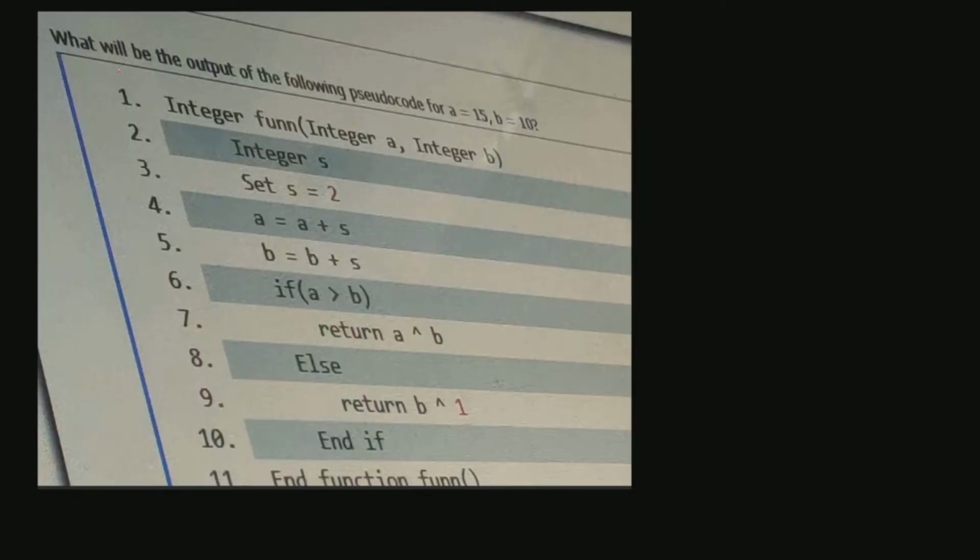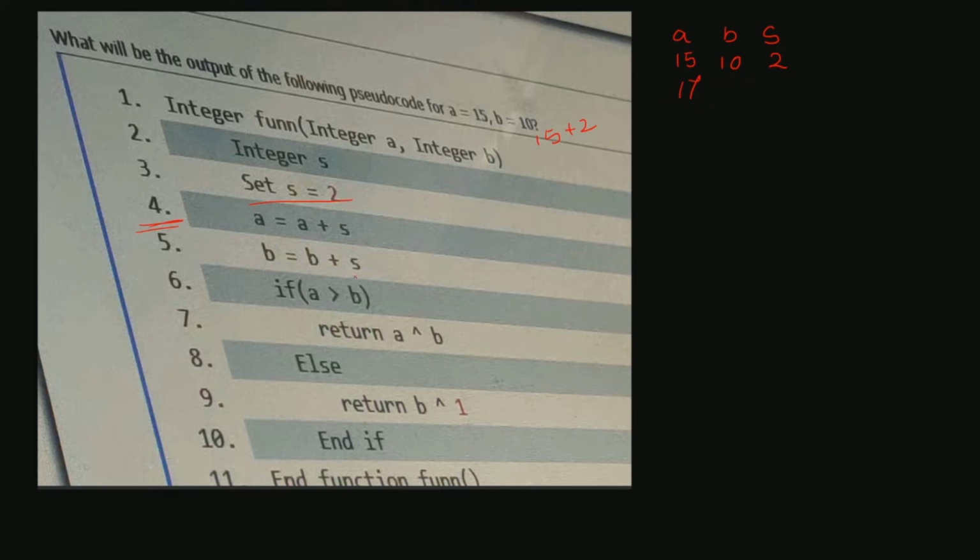First question, what will be the output of the following pseudocode for A equals 15 and B equals 10? So the given values are A as 15 and B as 10. Now here again there is a variable s whose value is assigned as 2. Next, the fourth statement, A equals A plus s. This means 15 plus 2 is 17. So our new value of A is 17.